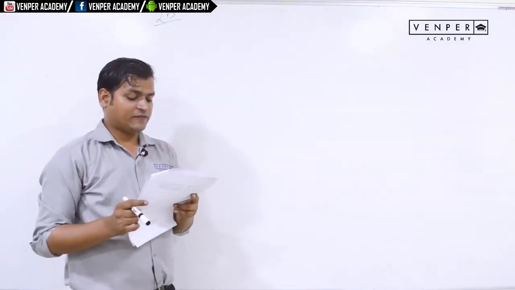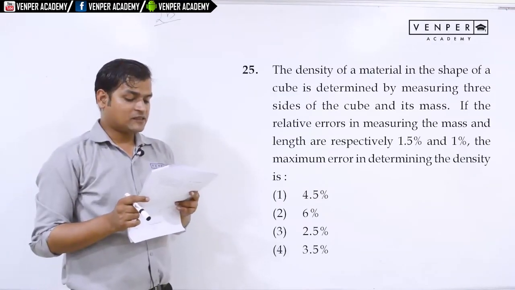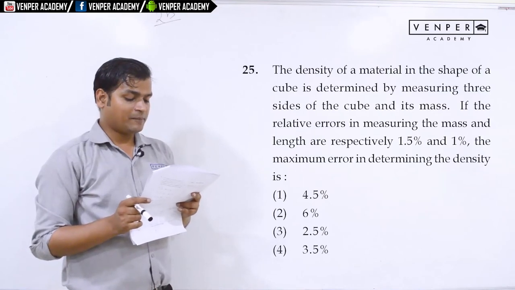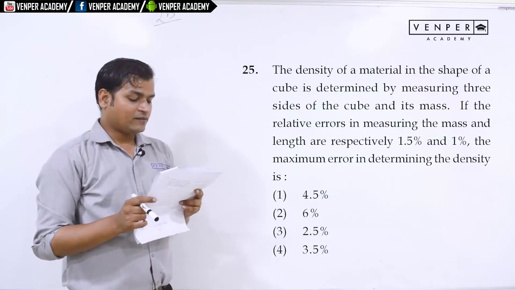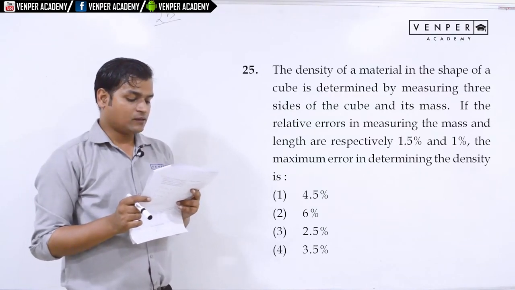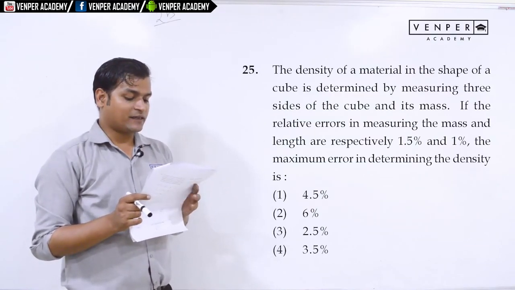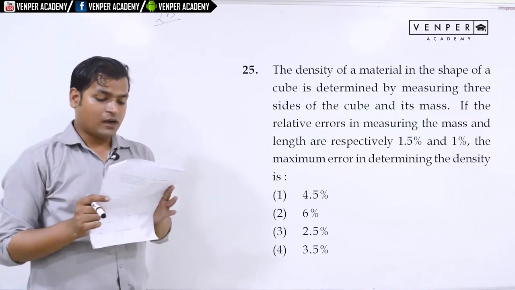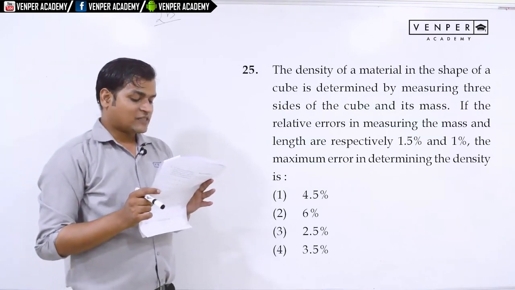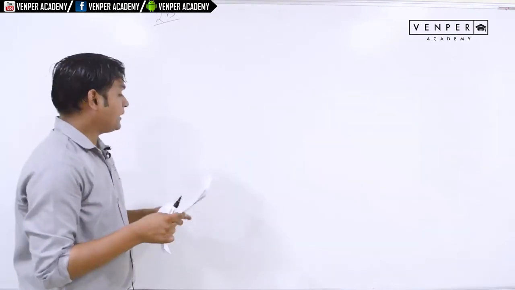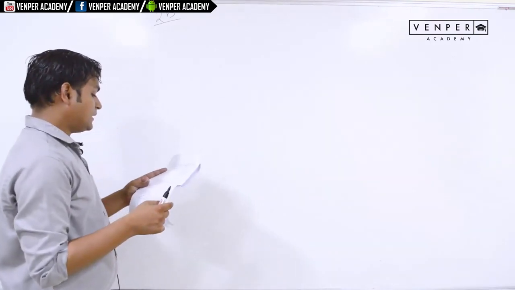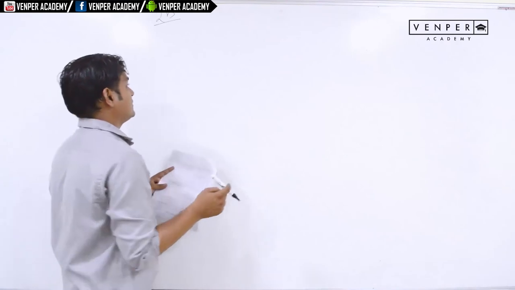Okay, question number 25. The density of a material in the shape of a cube is determined by measuring three sides of the cube and its mass. If the relative errors in measuring the mass and length are respectively 1.5% and 1%, the maximum error in determining the density is... Okay, here in question number 25 they are asking the maximum error in determining the density.